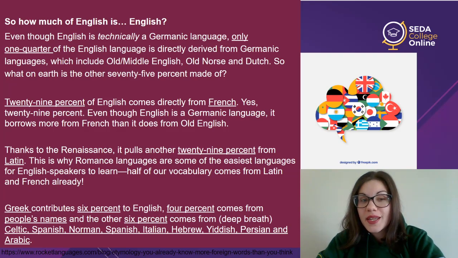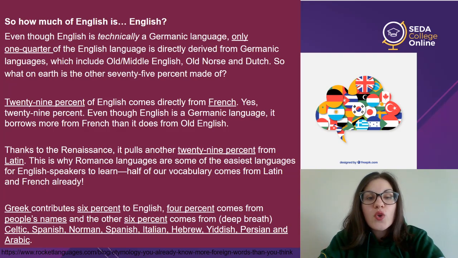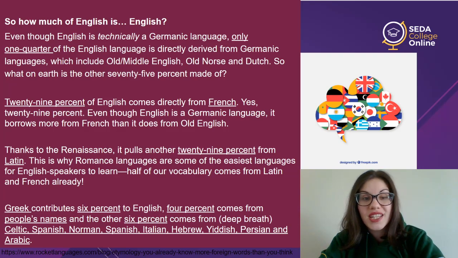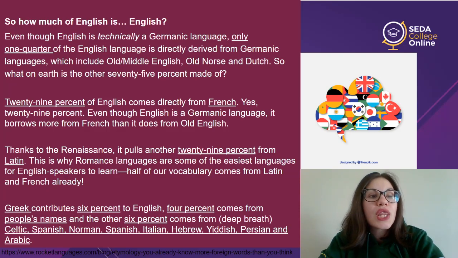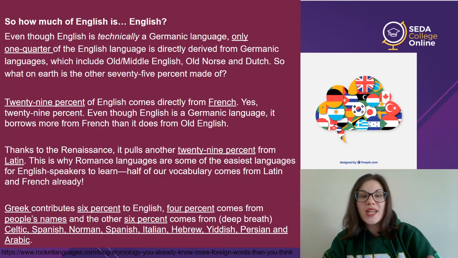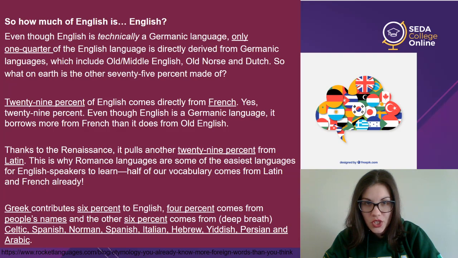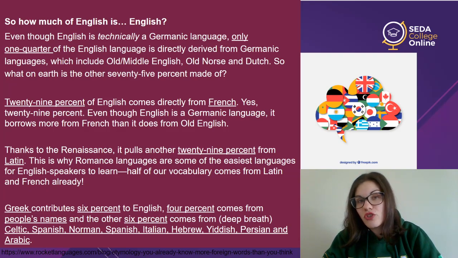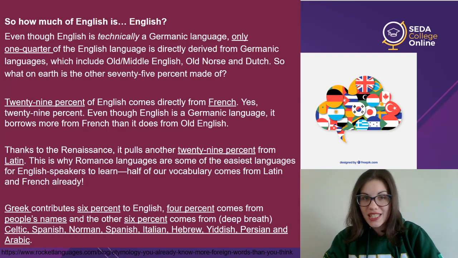29% of English comes directly from French. That's why there are so many French words in English. 29%, guys. Even though English is a Germanic language, it borrows more from French than it does from Old English. That's interesting. Thanks to the Renaissance, it pulls another 29% from Latin. So far you have 25% from Germanic languages, 29% from French, 29% from Latin, okay?